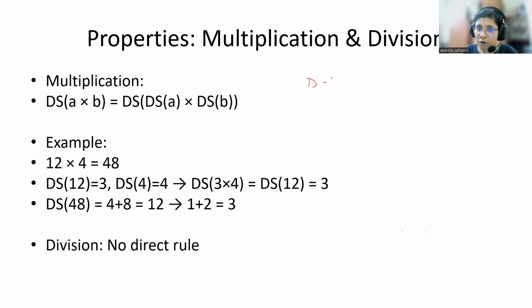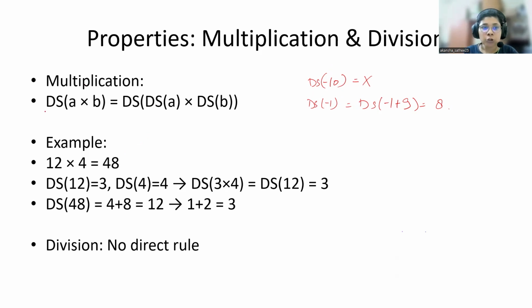Let me give you one more example. Digit sum of minus 10 is not possible, but digit sum of minus 1 is the digit sum of minus 1 plus 9, and it becomes 8. So please remember that. Now, multiplication and division.